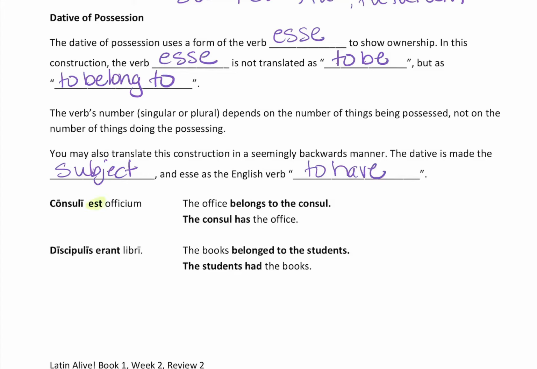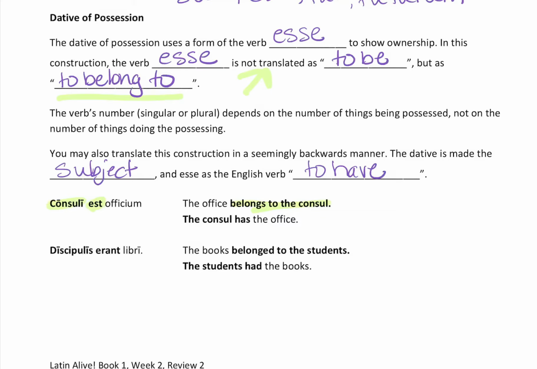Here we go. We've got a to be verb here. Here's normally our dative, right? Typical translation from the top here. The office belongs to, right? Here we've got to belong to. The office belongs to the consul. And we've got the consuli in dative.